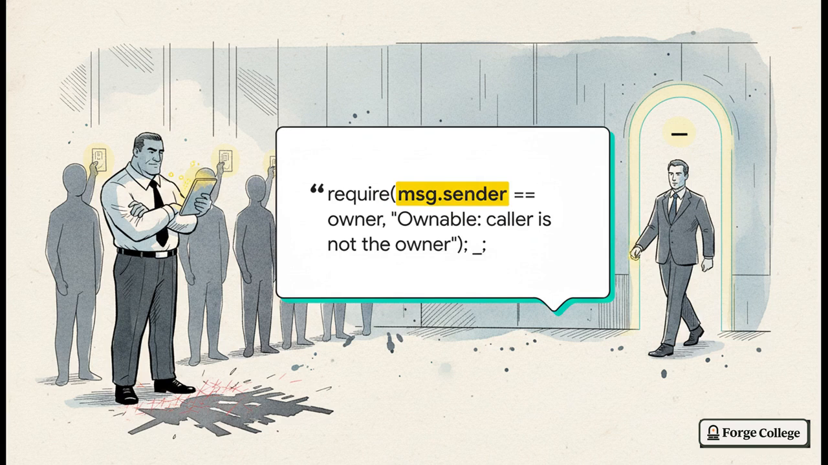But what if the IDs do match? Well, check out that little underscore and semicolon at the very end. That's basically Solidity's way of saying, right this way, boss. It steps aside, letting the legitimate owner pass through to execute the rest of the function.